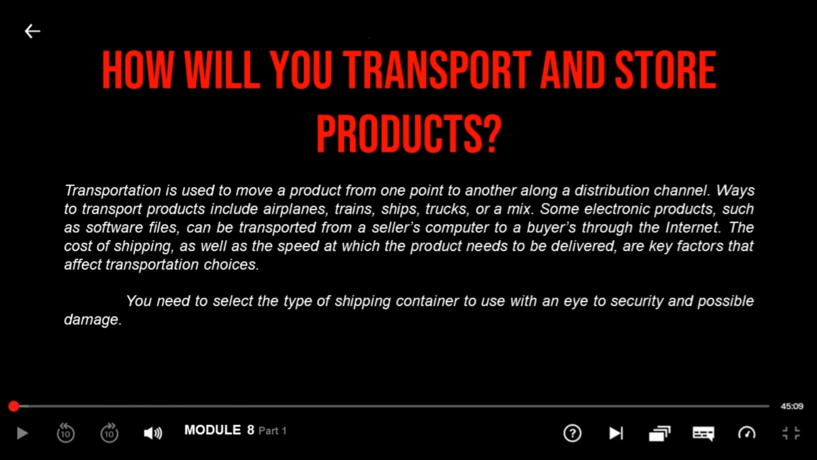Next slide is how will you transport and store products. So transportation is used to move a product from one point to another along a distribution channel. So ways to transport product includes airplanes, train, trucks, or a mix. Some electronic products such as software files can be transported from a seller's computer.